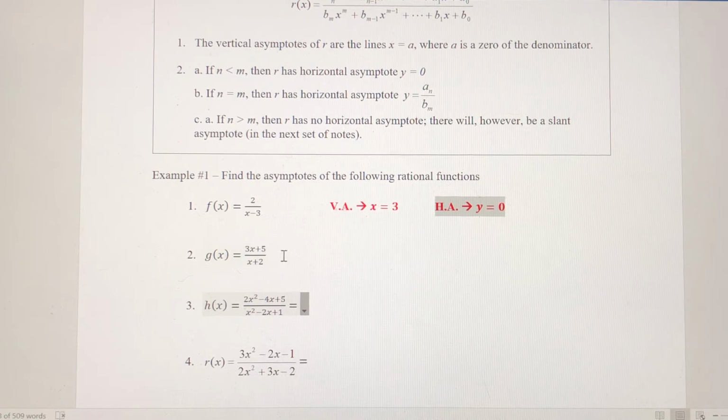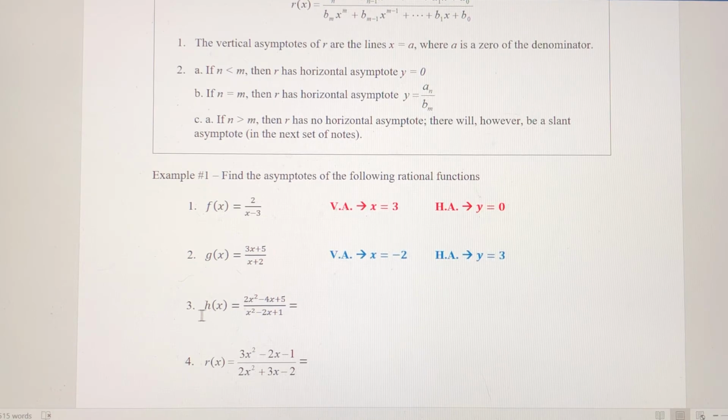All right, let's look at 2. g of x equals 3x plus 5 over x plus 2. This is in simplest form, so I can determine the vertical asymptotes. The value that makes the denominator 0 is going to be negative 2, so that's my vertical asymptote. The degree of the numerator and the degree of the denominator are both 1, they're the same. So that means we're going to have the ratio of the leading coefficients. The leading coefficient in the numerator is 3. The leading coefficient in the denominator is 1. So my horizontal asymptote would be at 3 over 1, or y equals 3, the horizontal line where y equals 3.